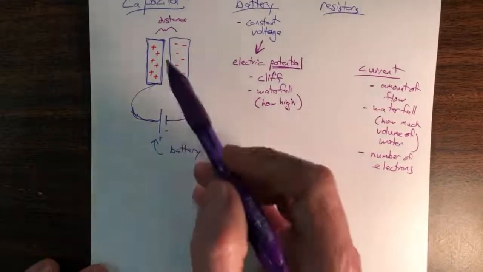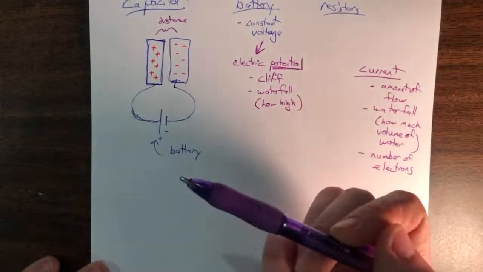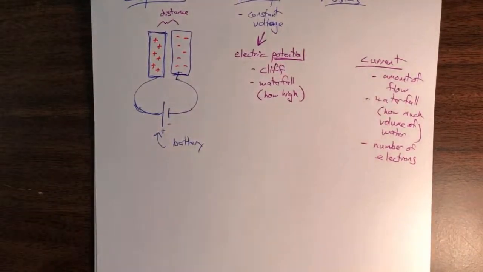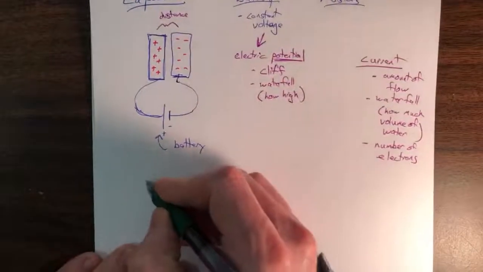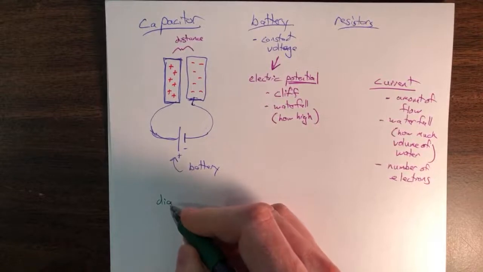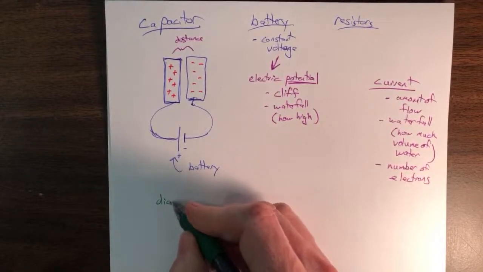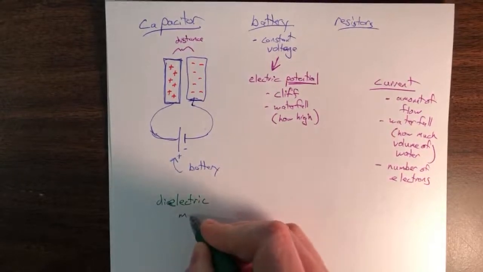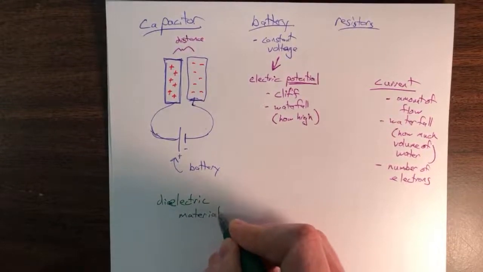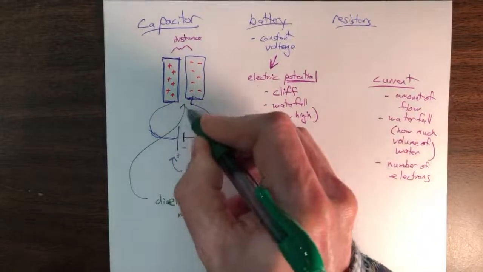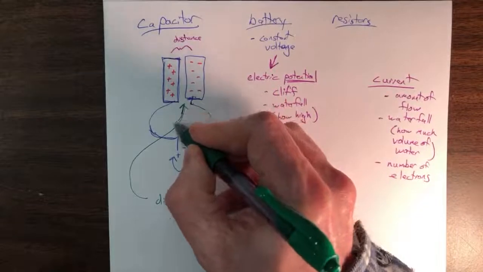So what you need to do, instead of having them separated by nothing, is put something in between, right? You're going to shove some kind of material in here. And that material is known as a, oh man, I don't know how to spell this, I think it's dielectric material, right? So you're going to put a dielectric material in between the two plates.